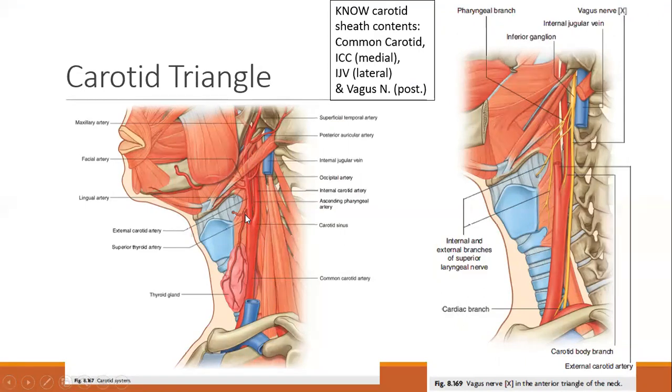And then for the 8 branches, it's superior thyroid, literally going to the top part of the thyroid gland. Ascending pharyngeal, which branches off posteriorly. Your lingual artery, your facial artery, your occipital artery, your posterior auricular artery, so going to the back of the ear, and then your maxillary artery and your superficial temporal artery. The 2 terminal branches of your external carotid are your maxillary artery and your superficial temporal artery. But like I said, I don't know if she's going to make y'all memorize those. That was just something that we had to learn.